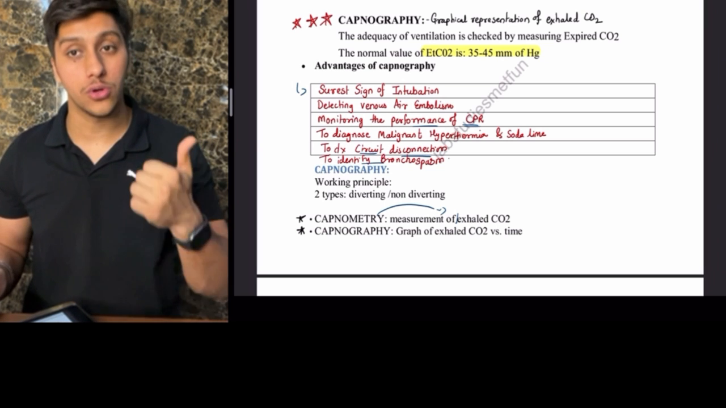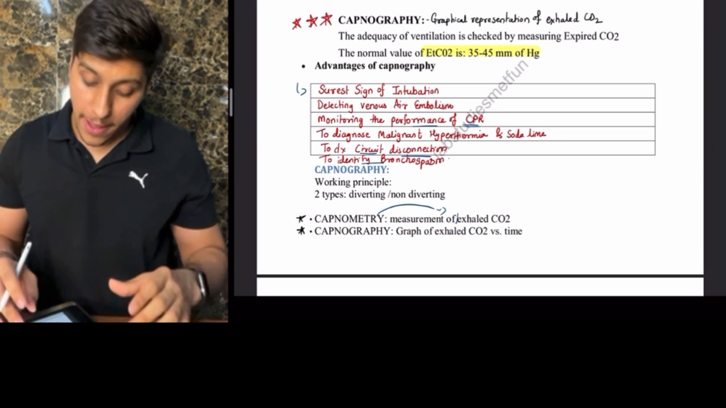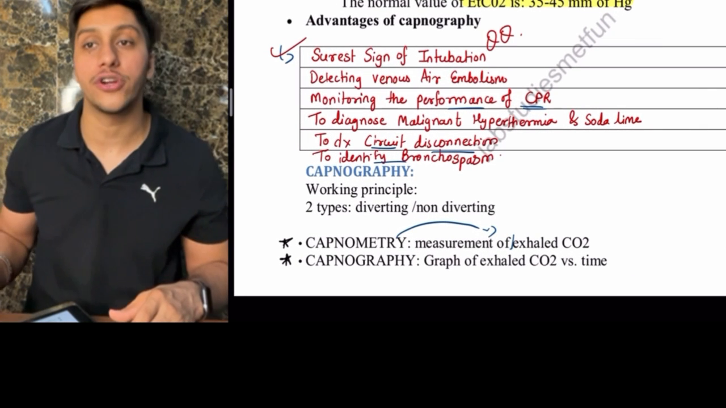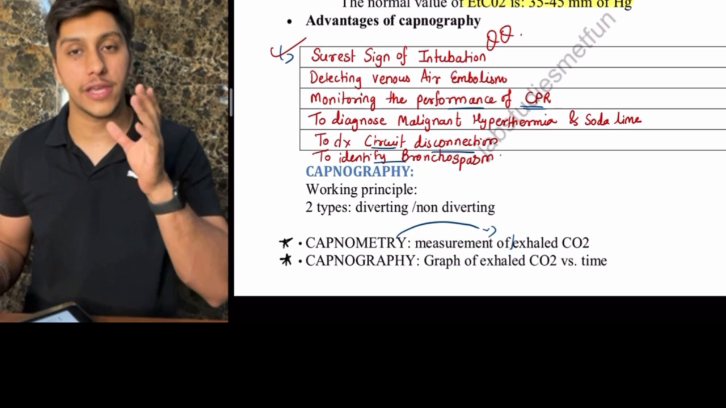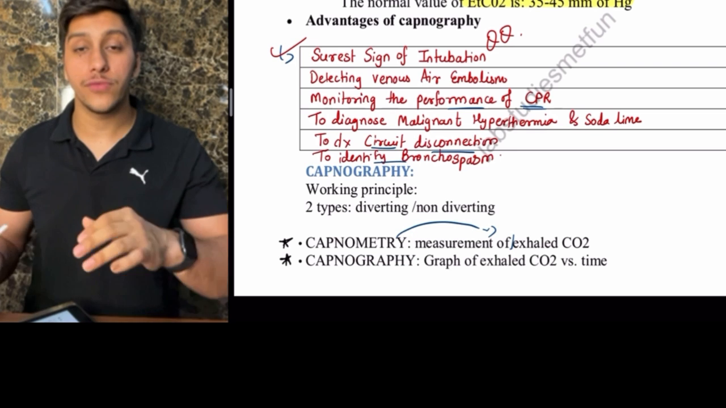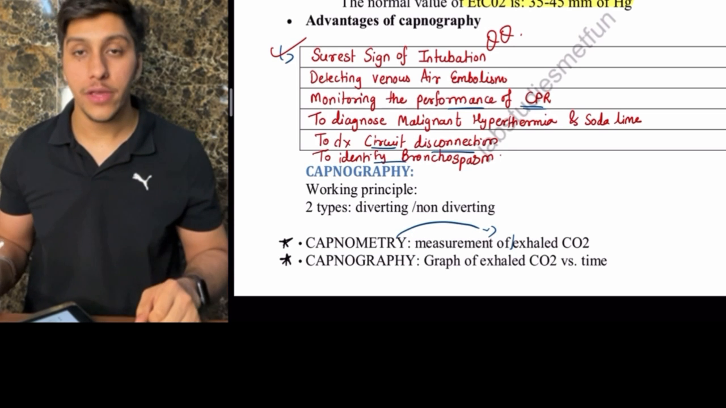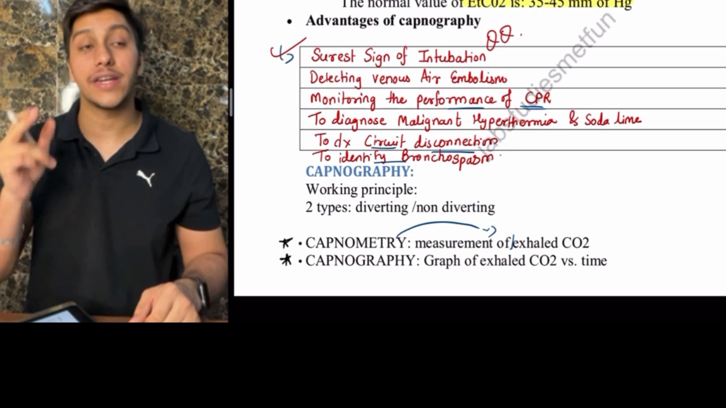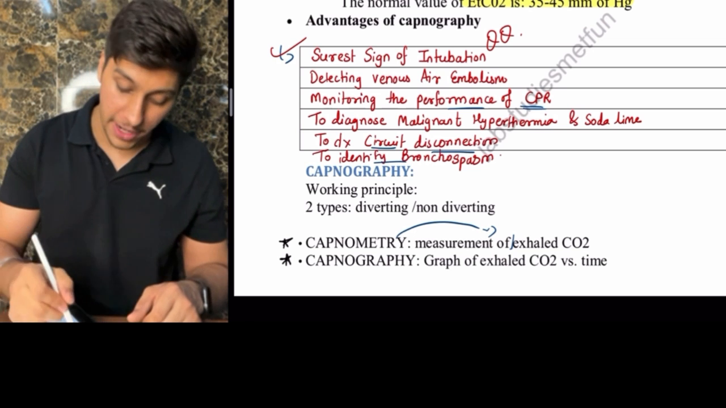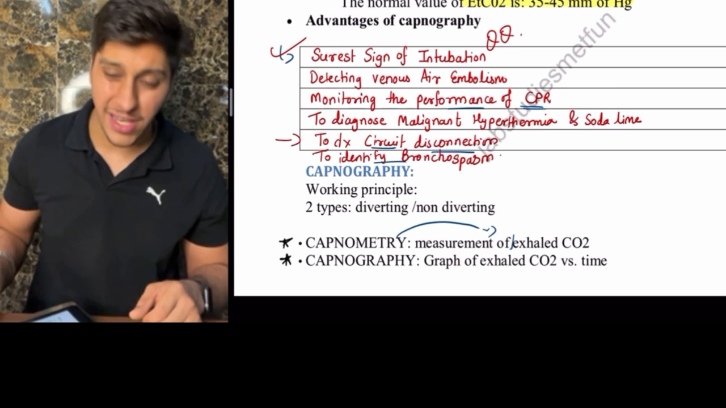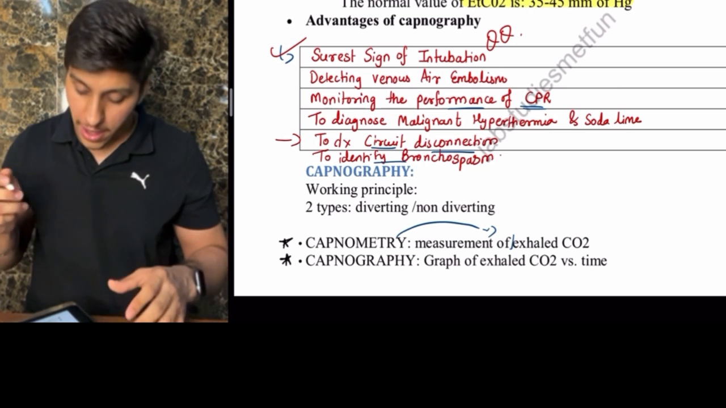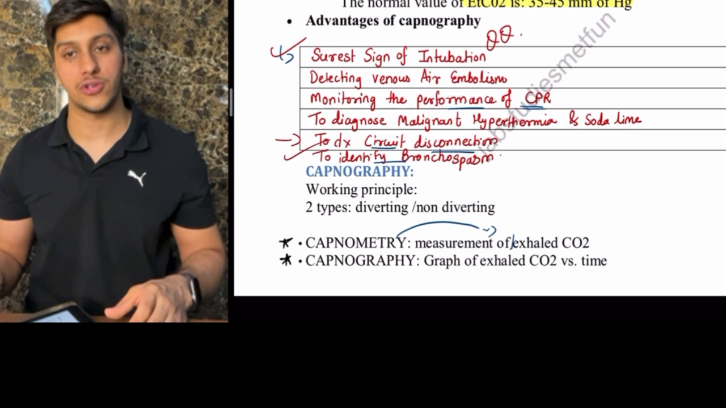How is it going? Is it good or bad? What are the advantages? Capnography, guys, is the surest sign for intubation. The best sign for intubation is your capnography. It can detect venous air embolism. It can also detect how well you are doing CPR. We already talked about this, that it is raised in case of malignant hyperthermia, so it can also be used in the diagnosis of malignant hyperthermia. It can be used to diagnose any circuit disruption in the anesthetic machine, the Boyle's machine, and also to identify any types of bronchospasm.